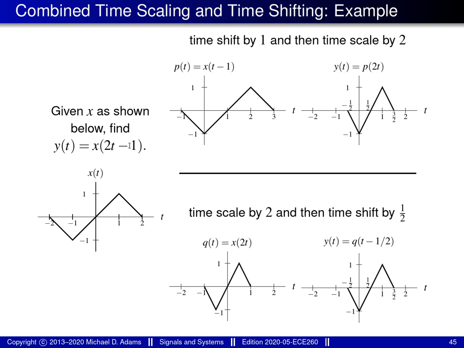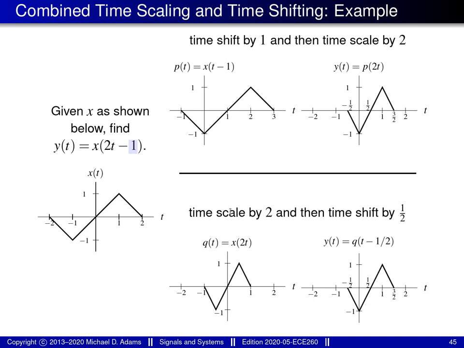So if I time shift first by an amount of 1, this is positive 1, so we're going to be shifting in the positive direction, which means we'll shift the graph 1 unit to the right. So going from this graph here to this one here, the graph just shifts 1 unit to the right. Then we have to scale this result by a factor of 2. So time scaling by a factor of 2 will compress the graph horizontally by a factor of 2, which gives us this graph here. So this is the function y.